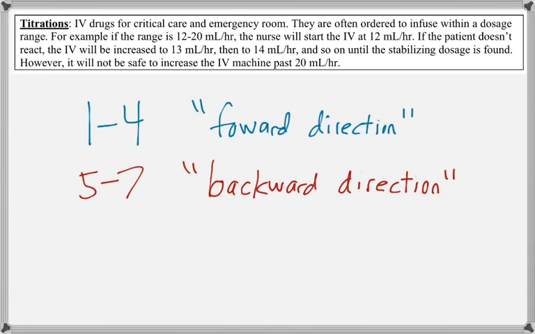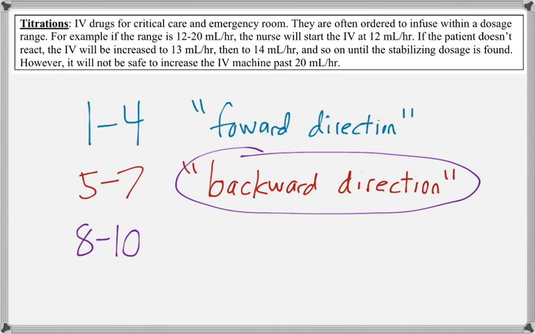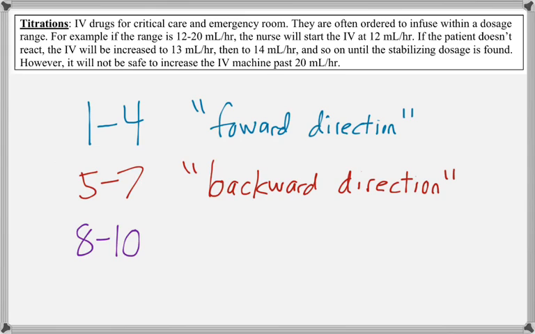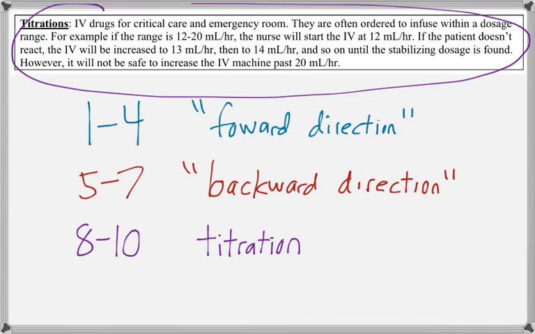And then questions 8 through 10 is actually going to combine both the forward direction and the backward direction into one problem. And these are the titration problems. So we won't get to the full titration problems until question 8.